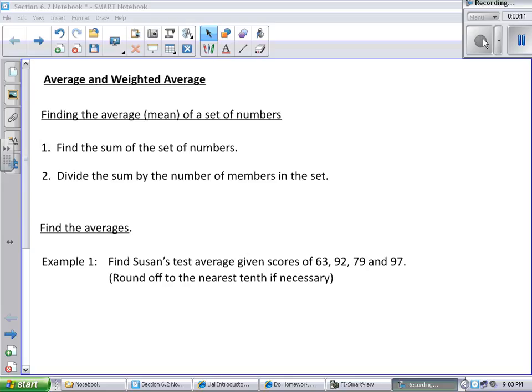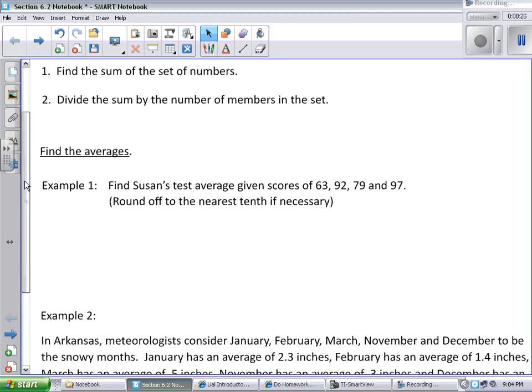Finding the average, also called the mean, of a set of numbers. In order to do so, we first have to find the sum of the set of numbers. Then divide the sum by the number of members in the set. So as an example, find Susan's test average given scores of 63, 92, 79, and 97.